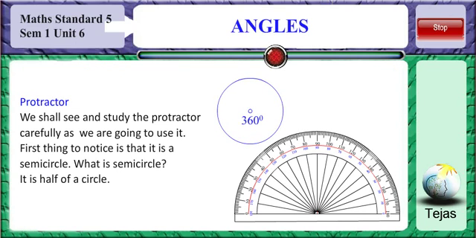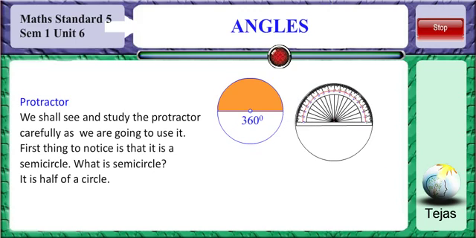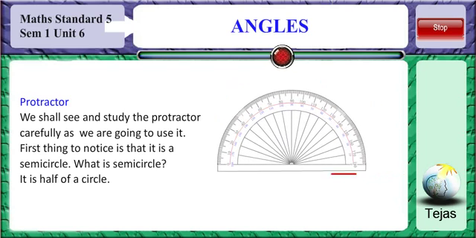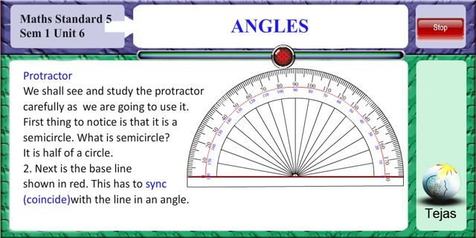Protractor. We shall see and study the protractor carefully as we are going to use it. The first thing to notice is that it is a semicircle. What is a semicircle? It is half a circle. Next is the baseline shown in red. This has to sync or coincide with the line in an angle.